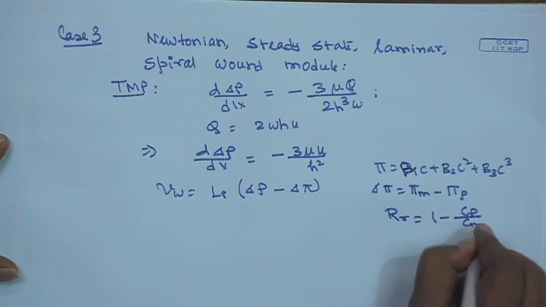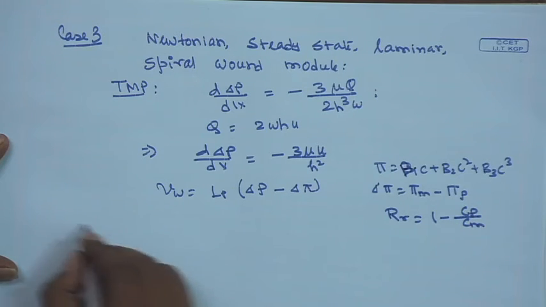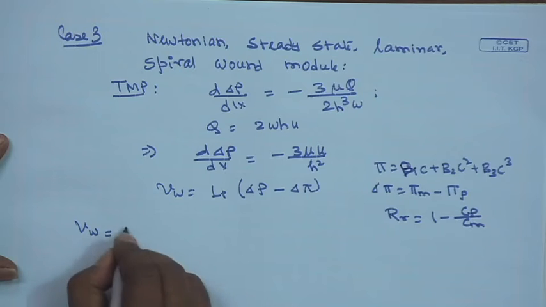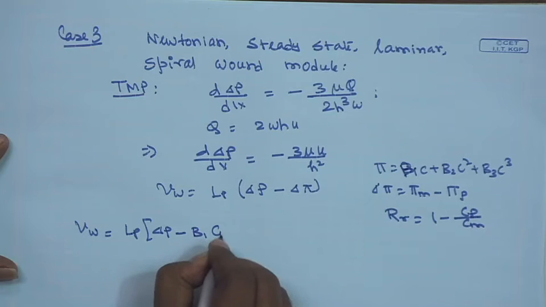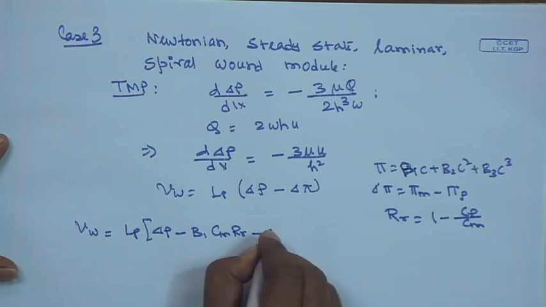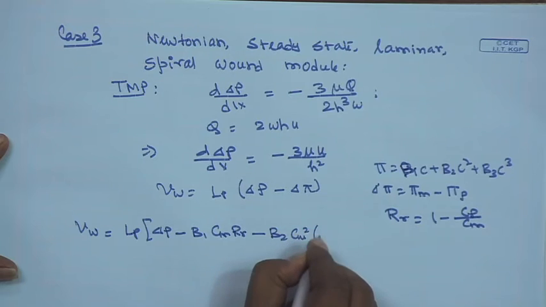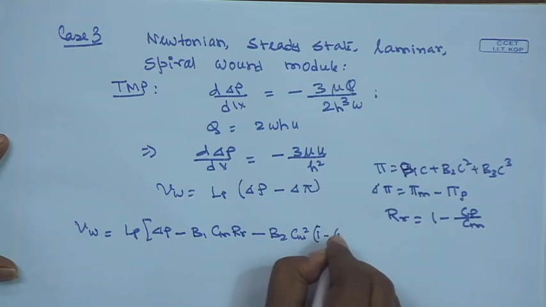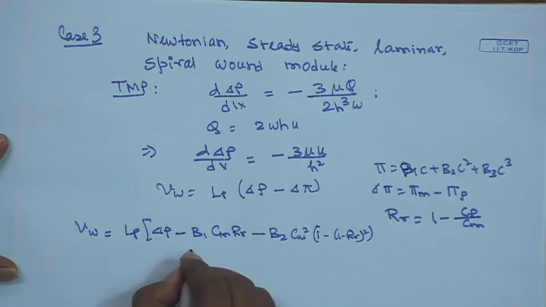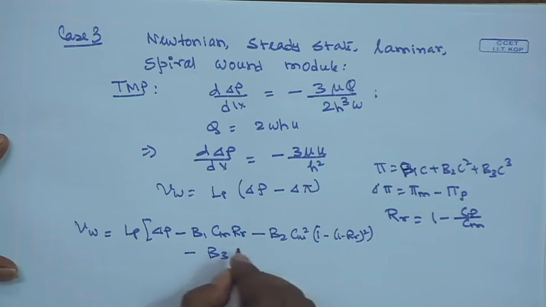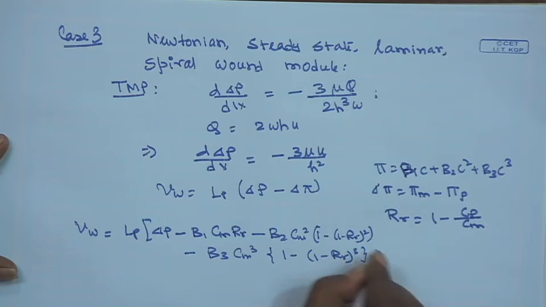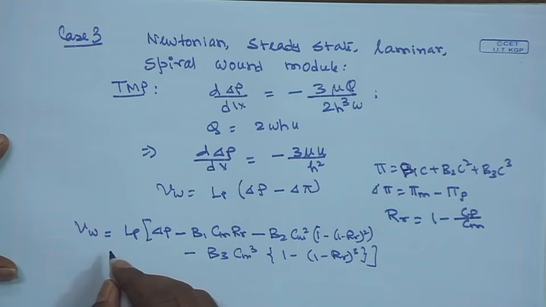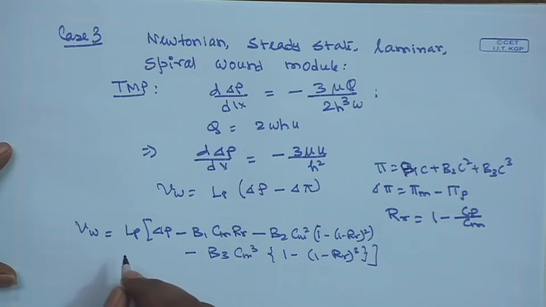By defining R r is equal to 1 minus C p by C m, we will be getting an expression of V w in terms of C m only: L p delta p minus b 1 C m R r minus b 2 C m square 1 minus R r square minus b 3 C m cube 1 minus R r cube. So, this will be the expression of permeate flux.